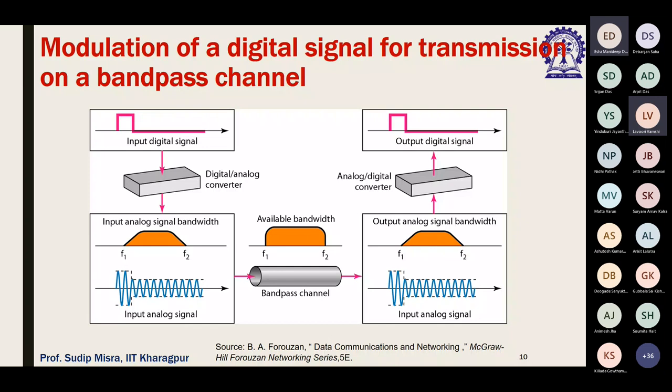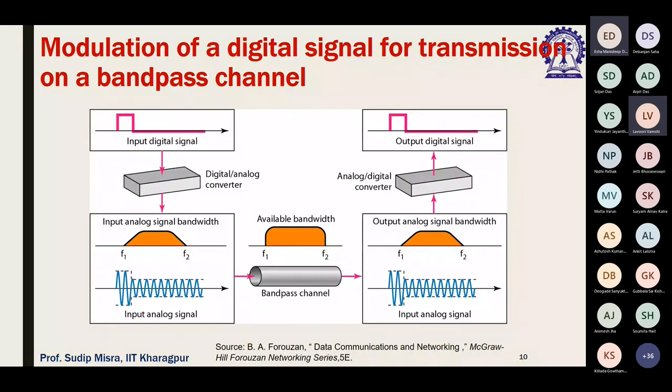So how does this conversion and the modulation basically happen? This is something that in the next couple of lectures we are going to talk about. There are different forms of modulation and so on. How this conversion is going to happen, we are going to touch on very briefly.